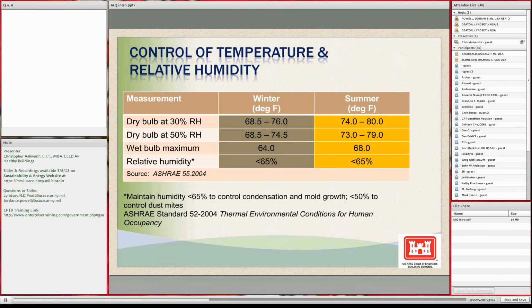Another ASHRAE standard would be the management of temperature and humidity. Back to what I talked about really early in the presentation, which was moisture. You don't want to have your moisture getting out of hand. You want to keep your humidities below 65%.